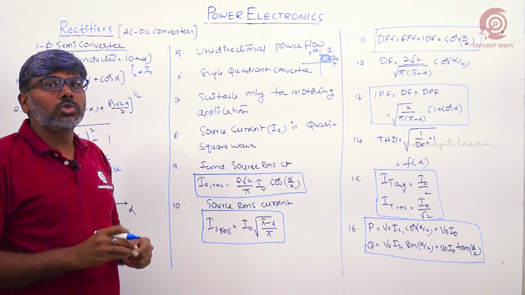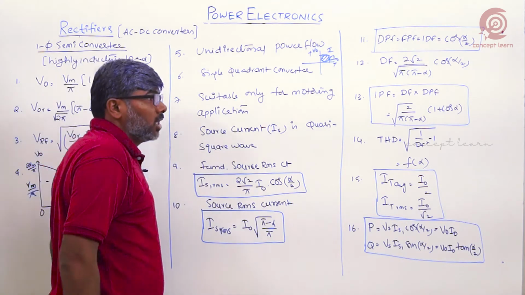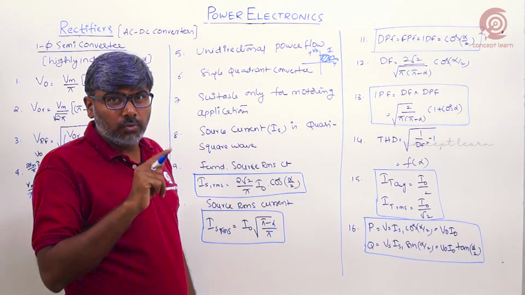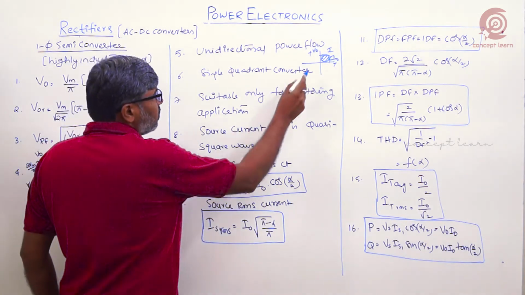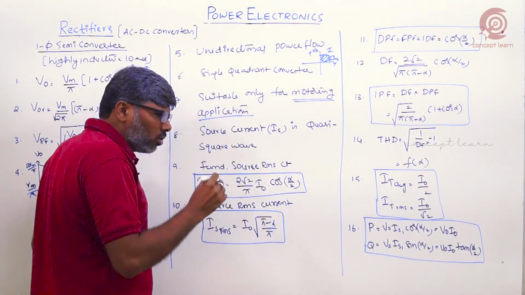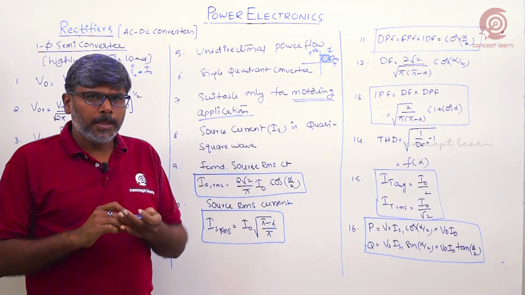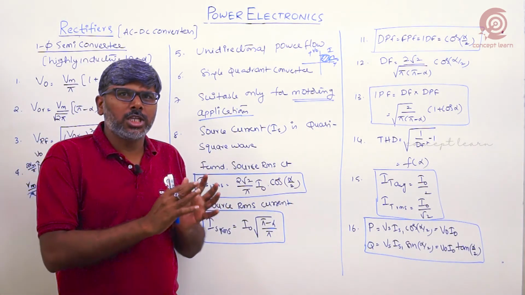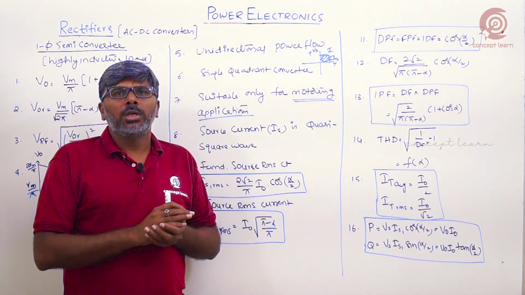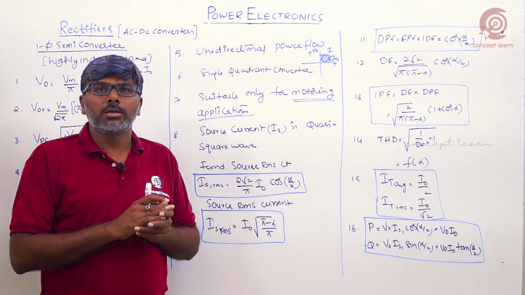Single quadrant means it gives only one quadrant operation at a time, exclusively in the first quadrant, whereas full converter gives first and fourth quadrant. Because of this, it is suitable only for motoring applications. Suppose your requirement is only motoring. If you want to run your application in only motoring mode, the required converter is the semi converter, not the full converter.